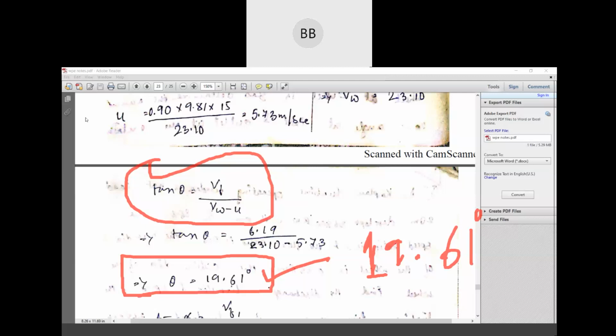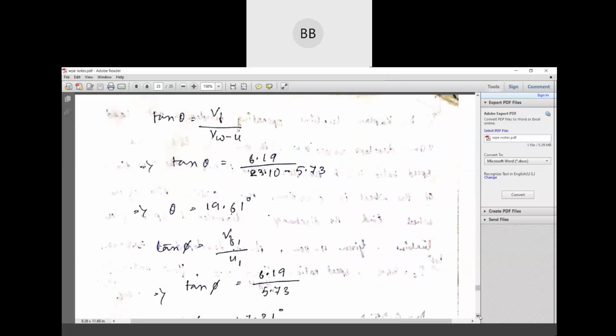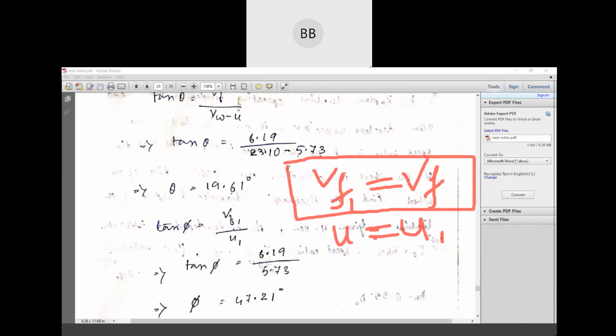One angle we got, another angle we need to find out, that is phi. For that also we are going to directly find out tan phi. VF1 is equal to VF, this is an assumption, and U is equal to U1. We will consider that the speed of the vane will remain constant. So these two are the assumptions for the turbine: VF and VF1 are the same, and U and U1 are the same.